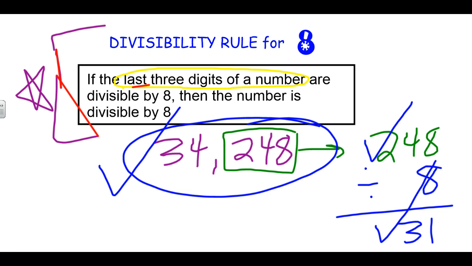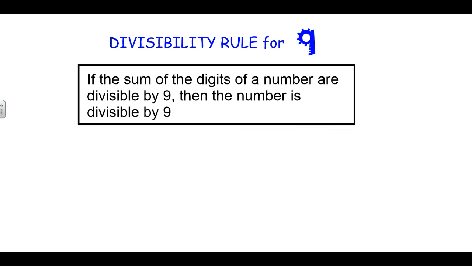So again, take the last 3 digits of the number, treat them as a separate number, and then use that result. If it's divisible by 8, then the entire thing is divisible by 8. If it's not divisible by 8, then the entire thing is not divisible by 8.